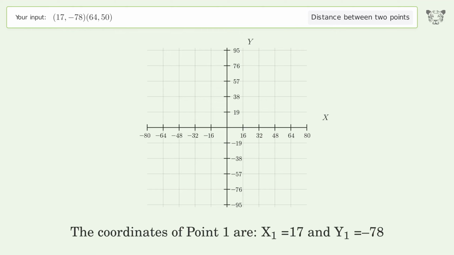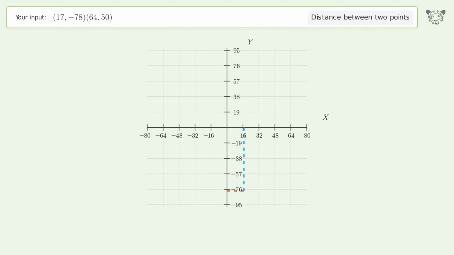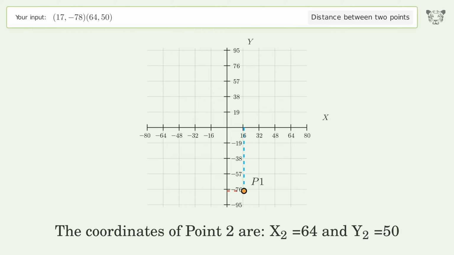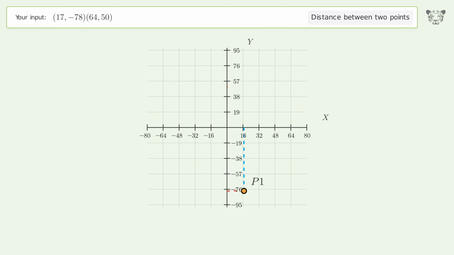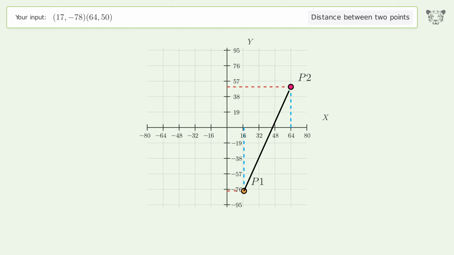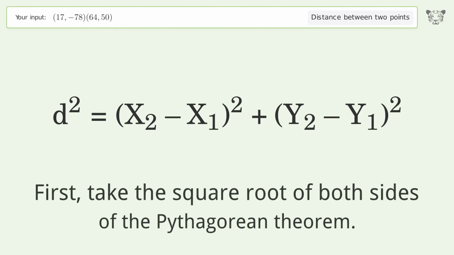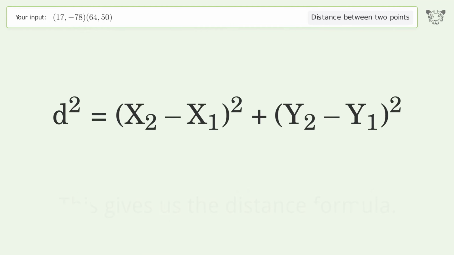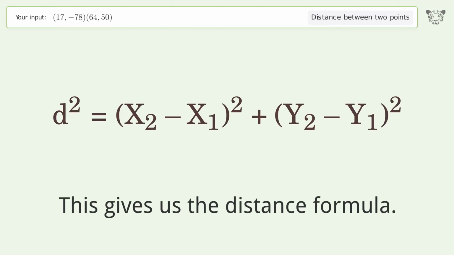The coordinates of point 1 are, x1 equals 17 and y1 equals -78. The coordinates of point 2 are, x2 equals 64 and y2 equals 50. D is the distance between the 2 points. First, take the square root of both sides of the Pythagorean theorem. This gives us the distance formula.